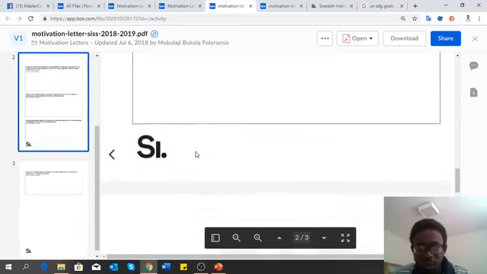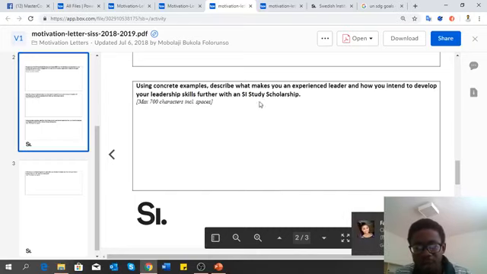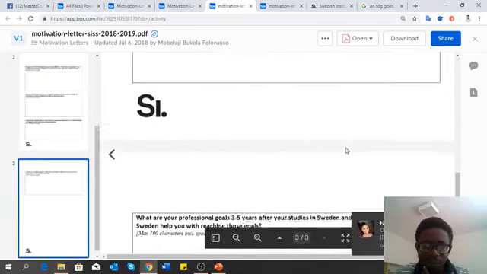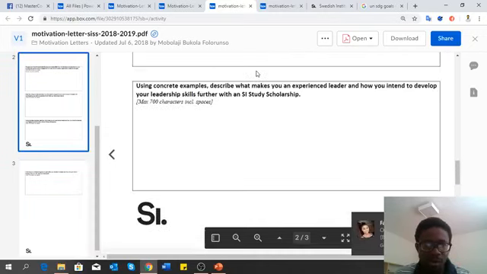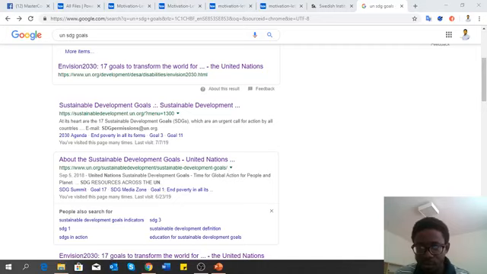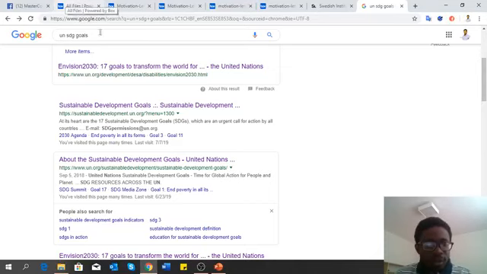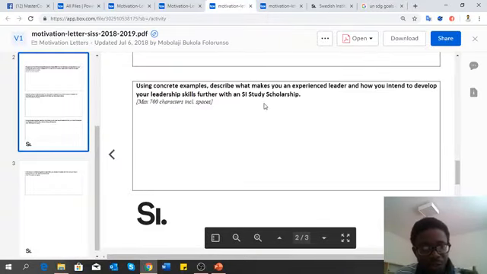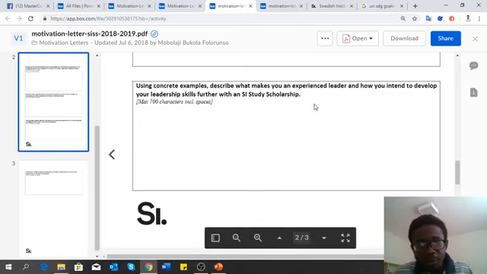Then the last one says, okay, this is not the last one. The third one says, using concrete examples, describe what makes you an experienced leader and how you intend to develop those leadership skills further with your SI scholarship. So here they are talking about your leadership experience.